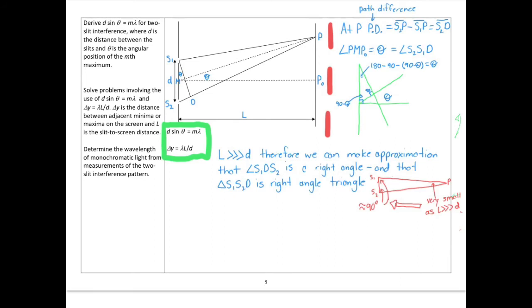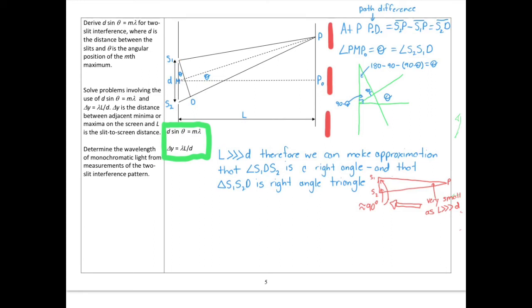Okay, so now here's the tricky bit. If L, this distance here, is much greater than D, and it is when we do this experiment, this is normally microns and this is meters, we can make an approximation that the angle S1D S2, so this angle in here, is a right angle, and that the triangle S1 S2 D, so this triangle here, is a right angle triangle.